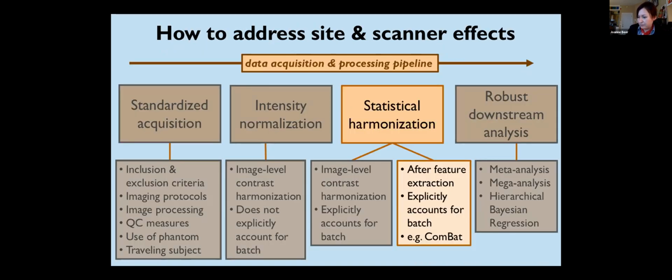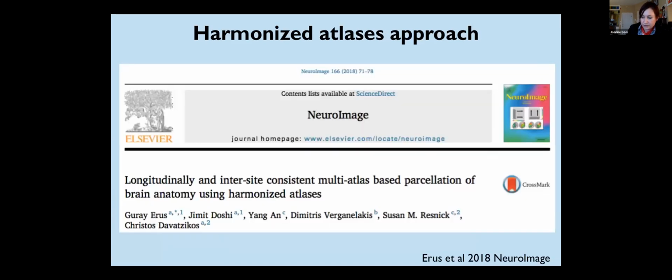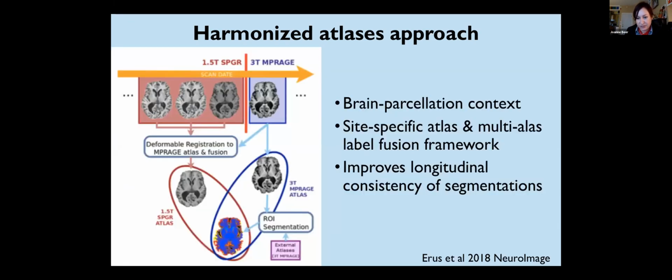Okay, and then what about harmonization after feature extraction? So again, I'm just touching on some highlights. So here's one where maybe during the feature extraction process is when the harmonization is occurring. So it's a harmonized atlases approach. And this was done using the Baltimore Longitudinal Study of Aging data set, which I think had a scanner upgrade during the study. And they wanted to be able to combine the data across these scanners.